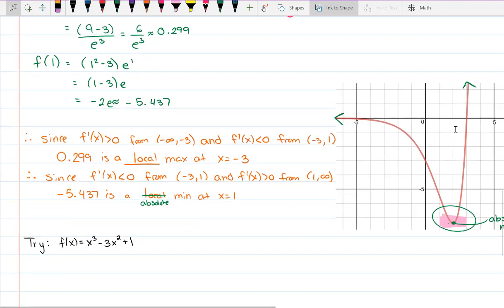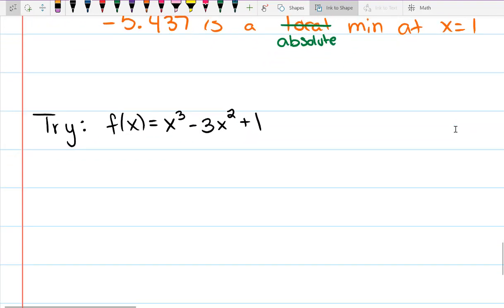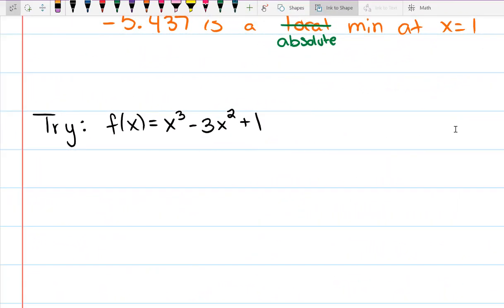So now I want you to try one all by yourself. Try this one. I want you to determine max and mins of this function using the first derivative test. So take a minute, pause the video, and try it yourself. All right. Now that you've determined some max and mins, let me work it out with you guys and see if we got it right.